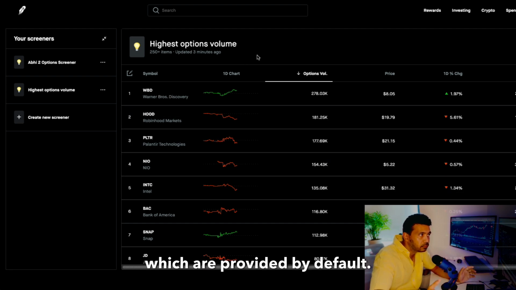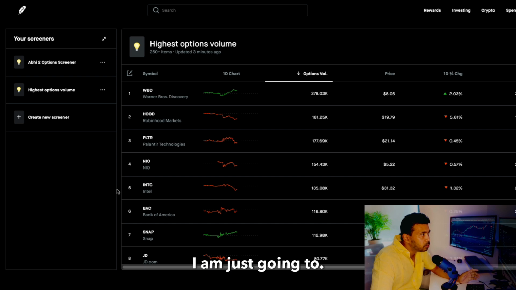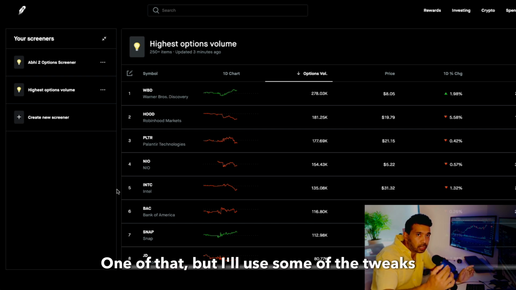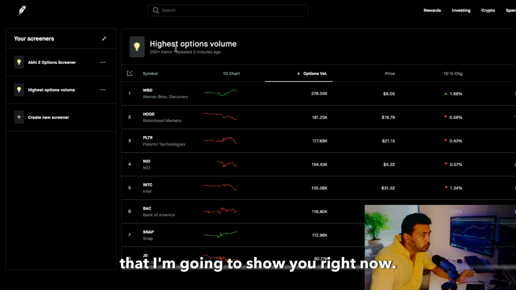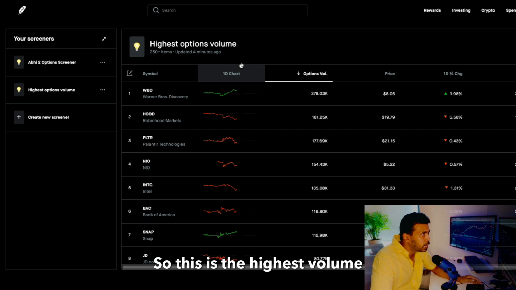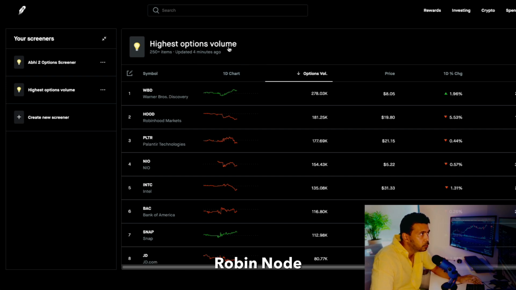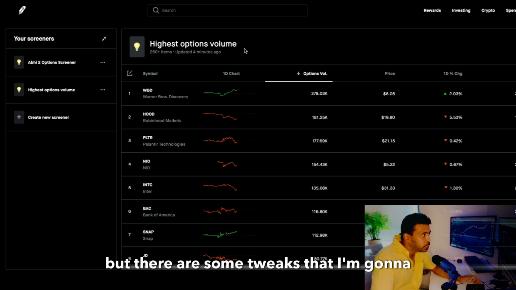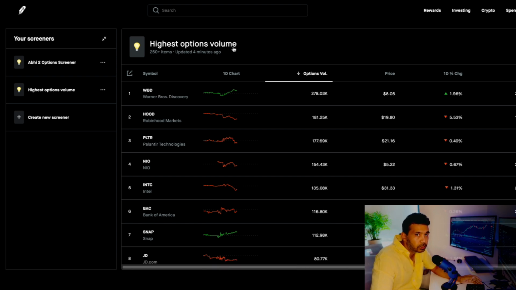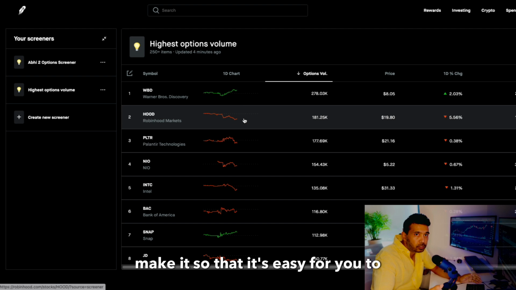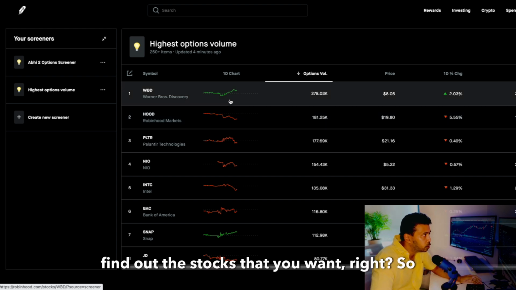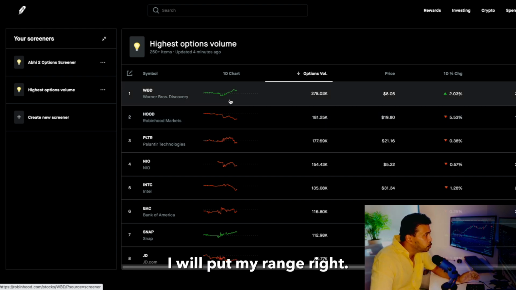There are some screeners which are provided by default. I'm just gonna use one of those, but I'll use some tweaks that I'm going to show you right now. So this is the highest volume screener that is provided by Robinhood out of the box, but there are some tweaks that I'm gonna show you on how you can make it easier to find the stocks that you want, right?